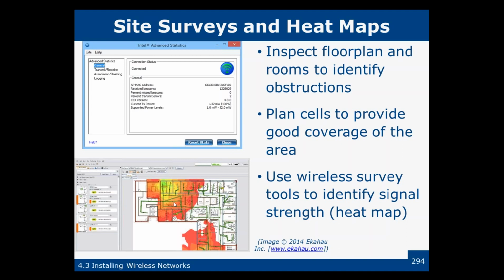It gives you a very good look, but there are lots of applications that allow you to plot signal strength for your wireless access points. It says look at the floor plans and the rooms to identify obstructions, walls, filing cabinets, books, those sorts of things, and plan the cells to provide good coverage of the area. You may need to put some of them closer to others in order to get the coverage. Once you get them in place, go do a survey to see what the signal strengths actually are when you go from one to the other.